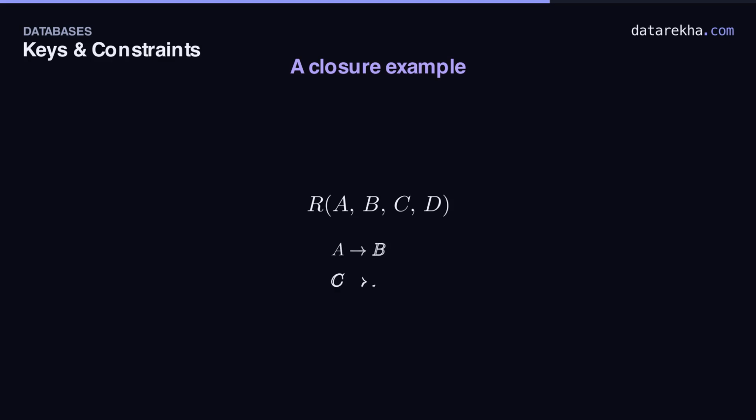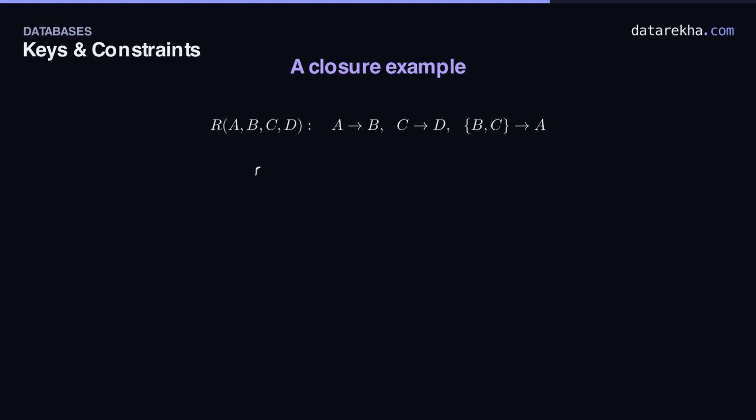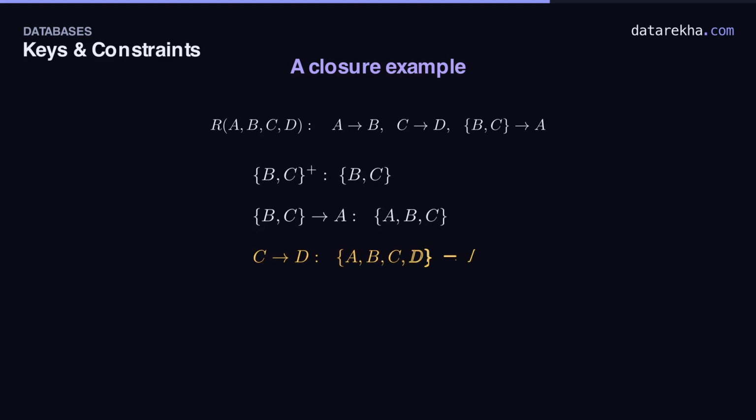Sometimes the keys are not obvious from the columns. They are hidden in the dependencies between them. Here the rules say A determines B, C determines D, and B and C together determine A. Let's find every candidate key. Take the closure of B and C, everything they force to be determined.